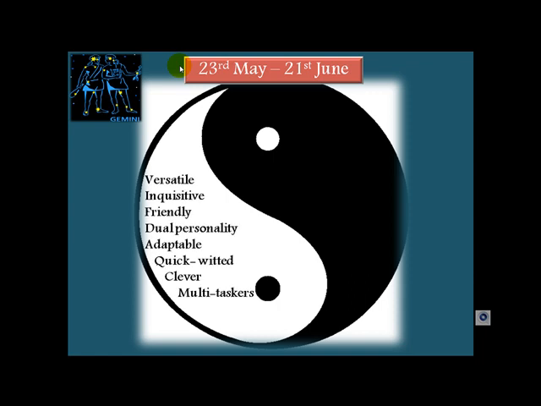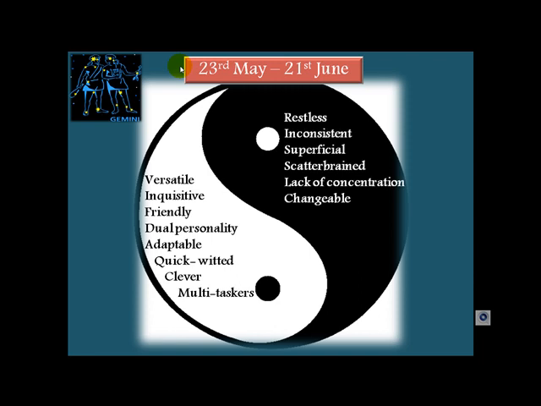Versatile, inquisitive, friendly, dual personality, adaptable, quick-witted, clever, and multitaskers. Now, they can do so many things at the same time. It's ridiculous sometimes. On the other side, they can be quite restless, inconsistent, superficial, scatterbrained, lacking concentration, and very changeable. If you know a Gemini, they're the type of person that cannot stay in a job for a long time. They need constant new ideas and movement. So they've got to move around, and that's the sign of Gemini, the traveler, ruled by Mercury. He was always on the go. So you'll learn more about this as the lesson progresses.